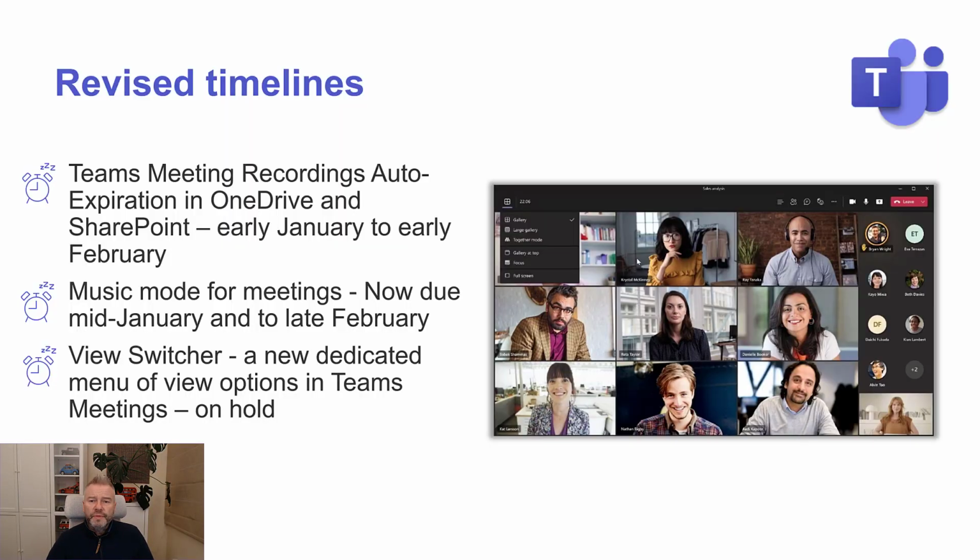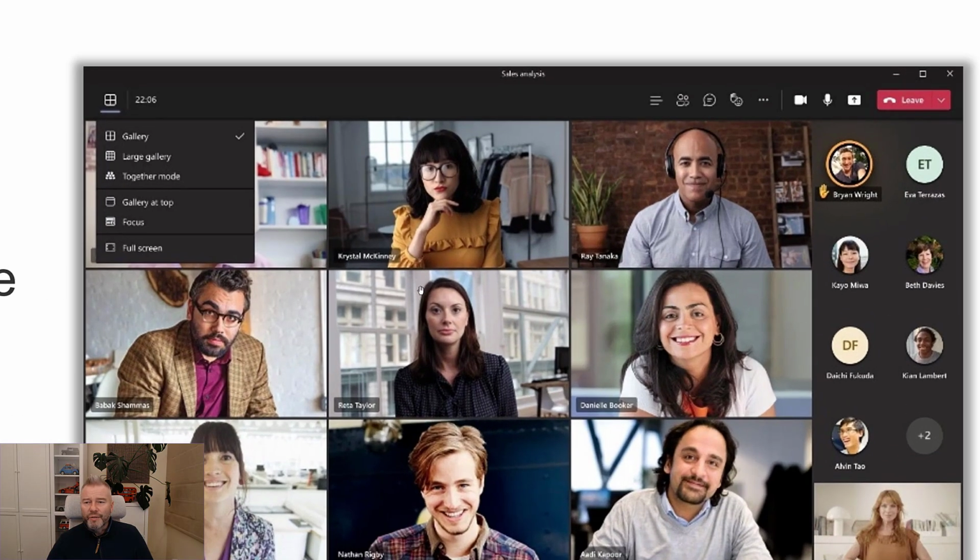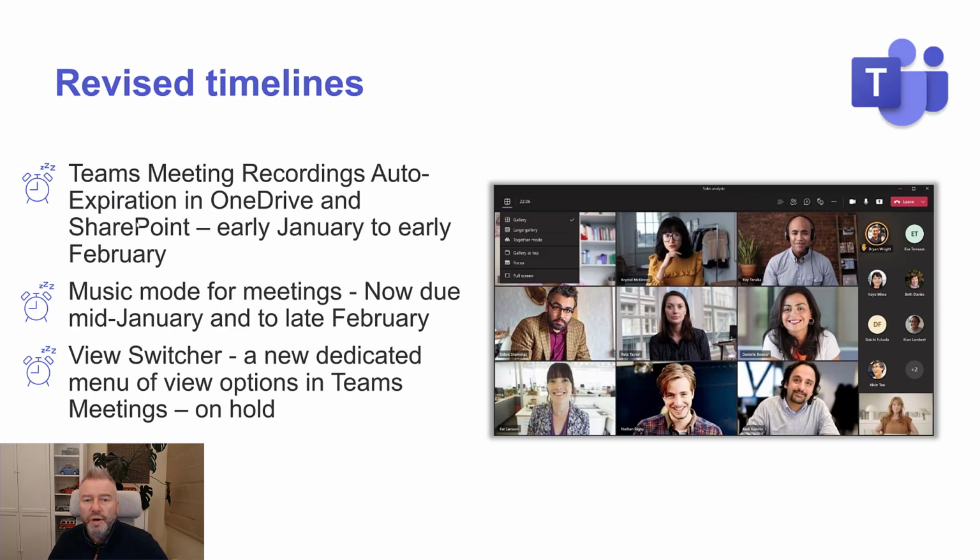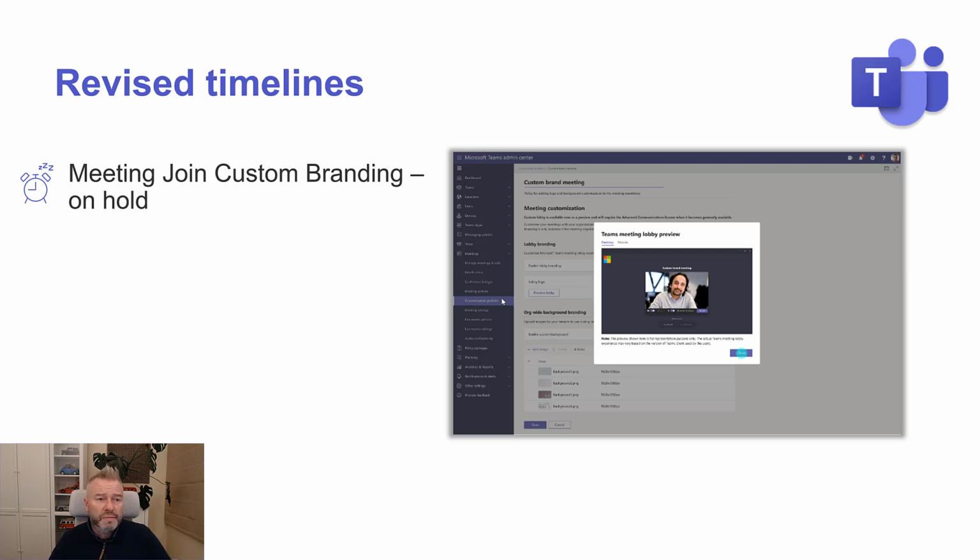View switcher, this has been put on hold. So I remember telling people that I thought this had gone live. It must have just been in preview. So instead of having to click on the three little dots here to choose your layout, you'd have this little box in the top left hand corner, and then you could choose your layout. I really like that. I thought it was a good idea, but apparently no one else did, because they've put it on hold based on feedback, and we'll see whether that comes back ever.